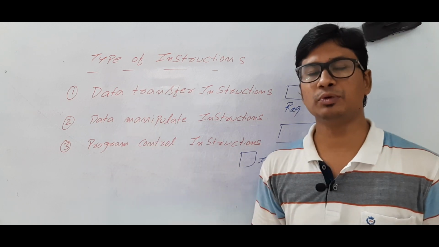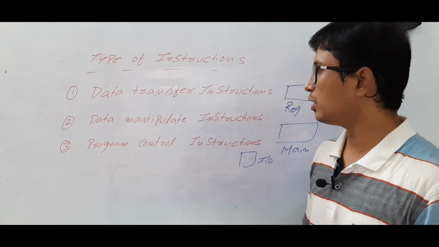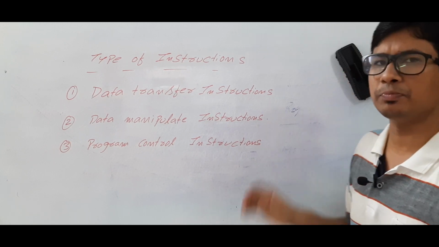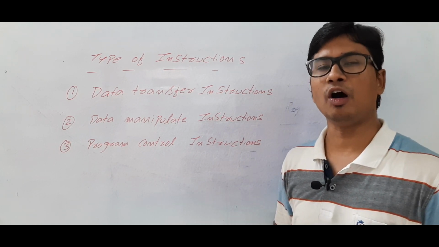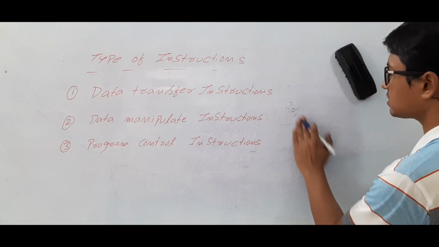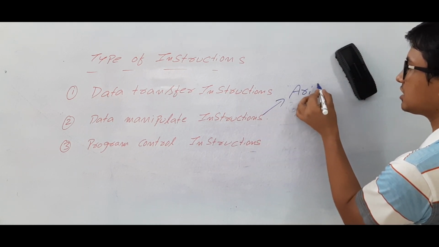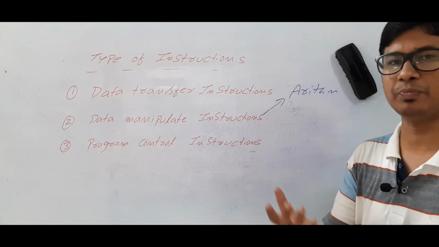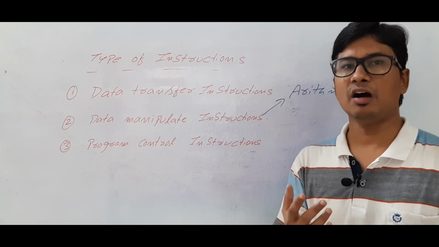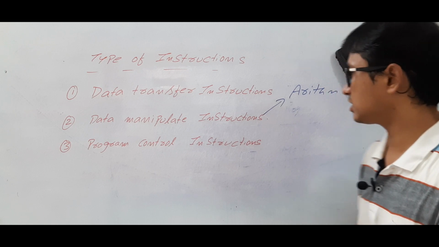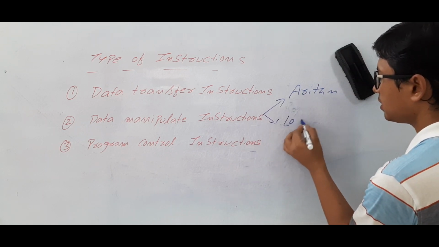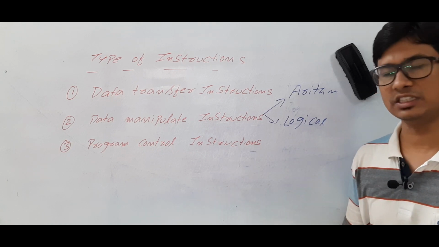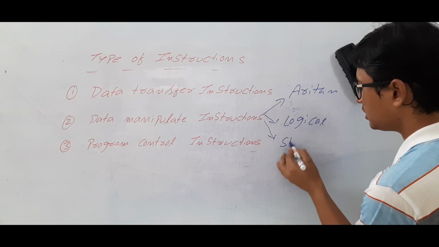Now we will discuss the data manipulate instructions. Data manipulate instructions can be classified into 3 types. What is meant by data manipulate instructions? They will manipulate or modify the data. So what are such instructions? One is arithmetic instructions, where we can perform addition, subtraction, multiplication, and division. All this comes under arithmetic instructions. Another kind is logical instructions, and then we have shift instructions.